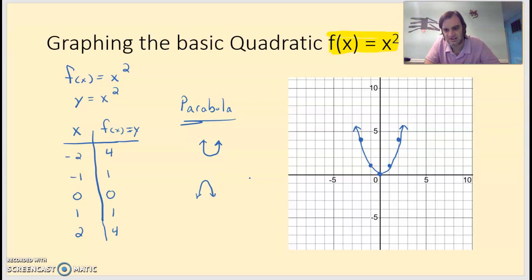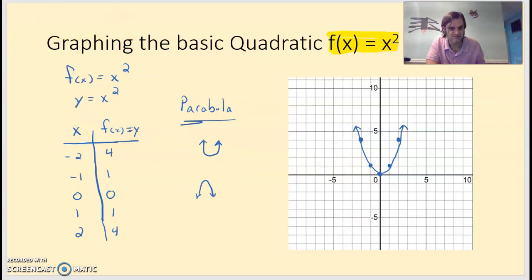So if we leave the XY grid in place, we might have a U that ends up here depending on our function, or maybe a U that ends up down here if we have a different function. But that U shape is going to come out of these quadratic functions. Okay, let me take those off so they don't confuse anybody later on.